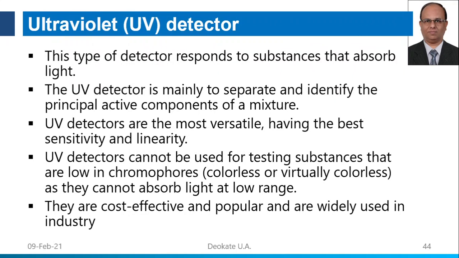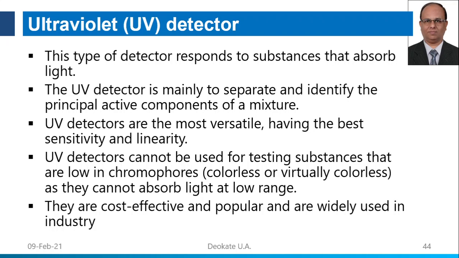Now we'll see the first detector, that is ultraviolet or UV visible detector. This type of detector responds to substances that absorb light. So what are the minimum requirements to show light absorption in UV, UV visible or whatever it is?